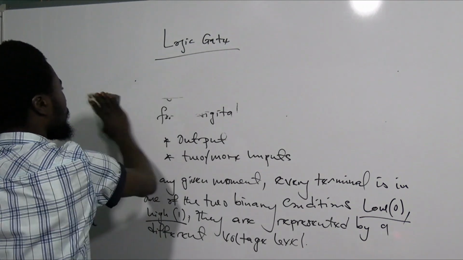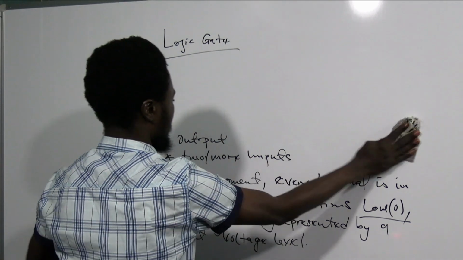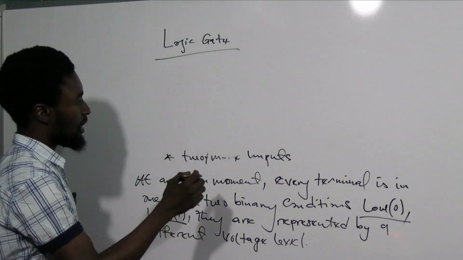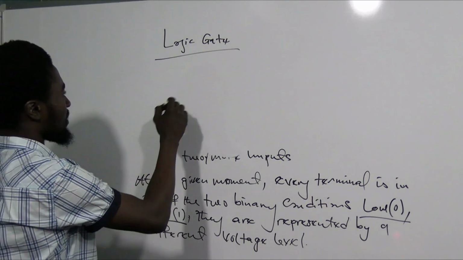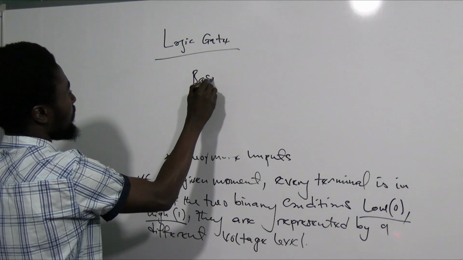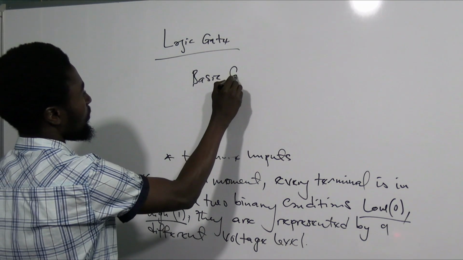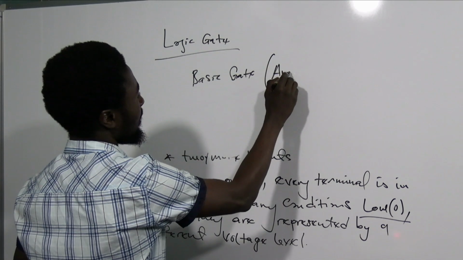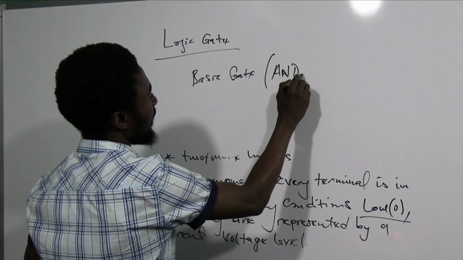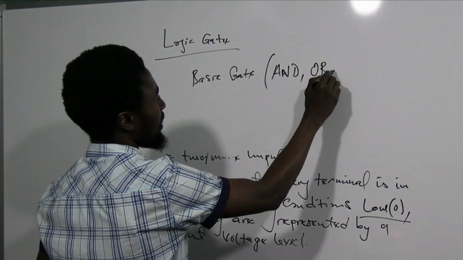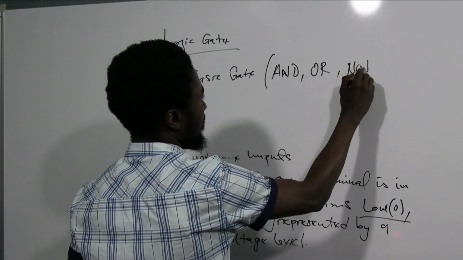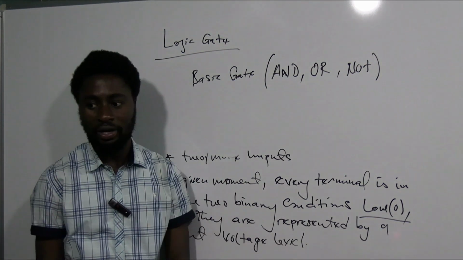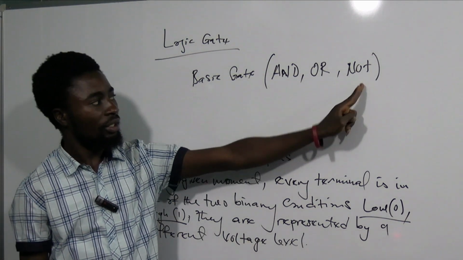So those logic gates are classified or categorized into different formats. So let's consider the basic gates. The basic gates include the AND gate, the OR gate, and the NOT gate. So these are the 3 basic gates we have: the AND, the OR, and the NOT gate.